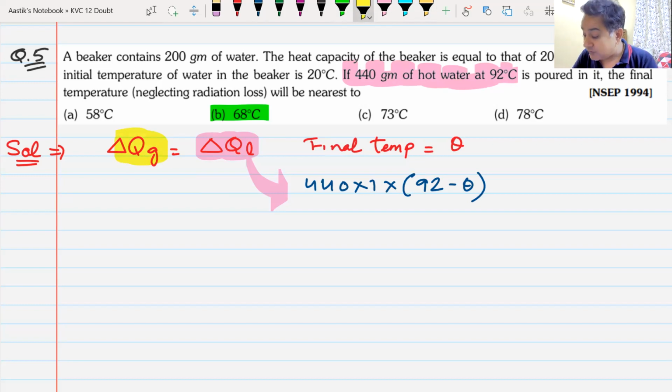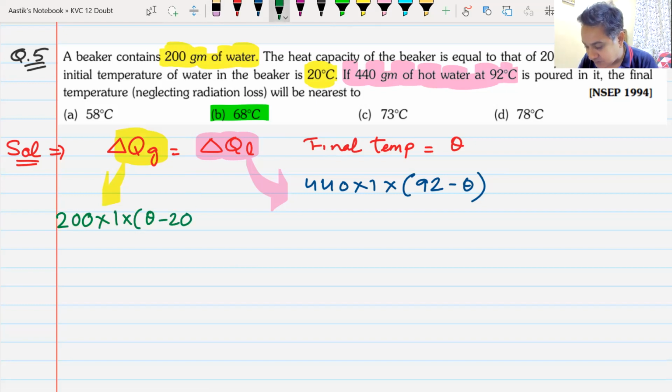So this beaker has water. 200 grams of water is at 20 degrees Celsius. So this is the first one that is going to gain heat. How much heat is it going to gain? 200, the mass, into 1, into the change in temperature, theta minus 20. This is the first one which is going to gain heat.